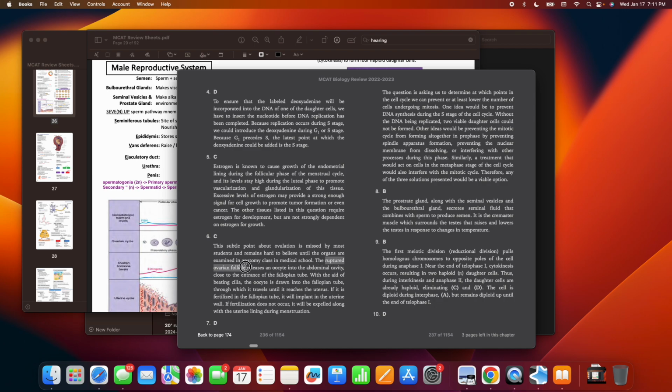Ruptured ovarian follicle releases oocyte into the abdominal cavity close to the entrance of fallopian tube. With the aid of beating cilia, the oocyte is drawn into the fallopian tube, through which it travels until it reaches the uterus.